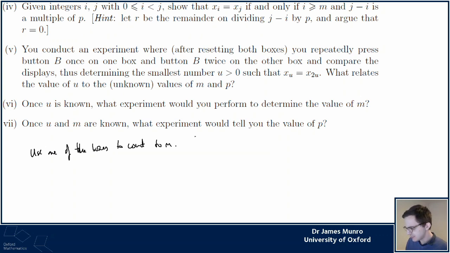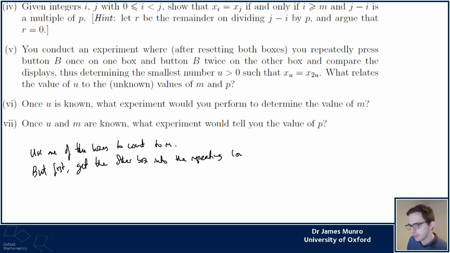What I need is some way to know, is this one of the repeating numbers or not? So I need to get the other box. So first, get the other box into the repeating loop. Okay, so that just means more than m presses, which I can do because I know that u was bigger than m. So, e.g., do u presses. At the moment, I'm not sure if I want to do exactly u or more than u presses on that box. I just want to get one ready to be in the repeating loop.